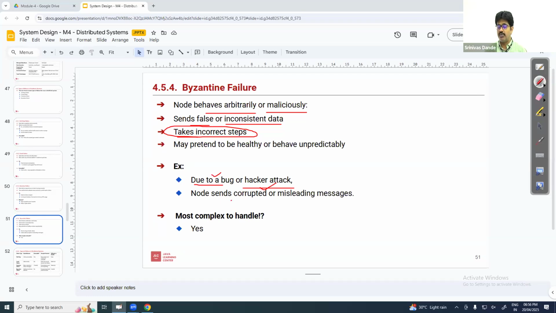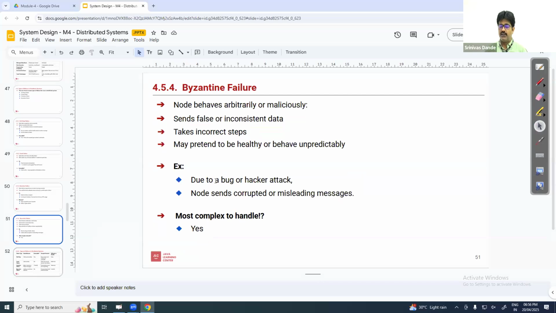So the node sends corrupted data or misleading messages. In that case, we can call the failure a Byzantine failure. Is it more complex to handle? Yes. Immediately we can't say that. You have to identify whether it is a hacker attack, and then it takes time to rectify this. Those are the common failures you can see in distributed systems, right?